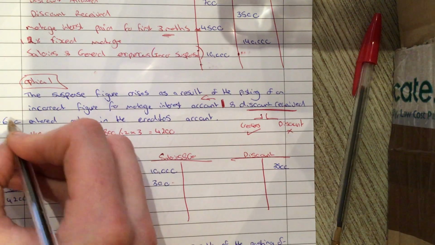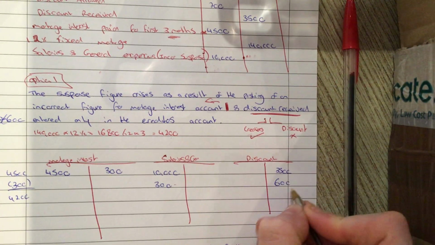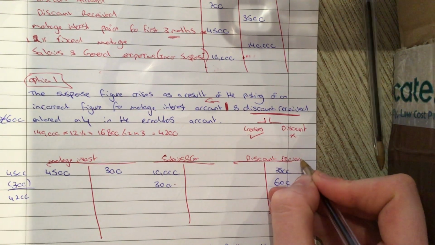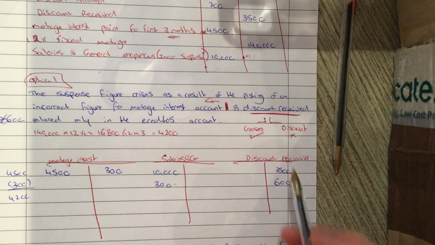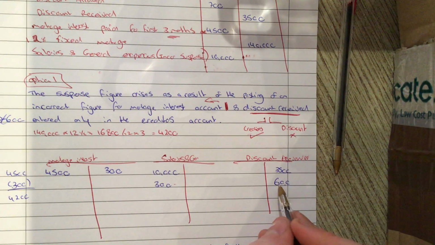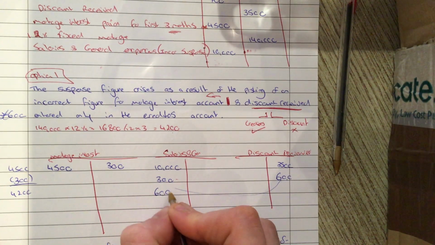I just put it in there. Didn't even put it in. Okay, so if I'm receiving a discount, it's going to increase my discount received heading. Okay. Now, double entry for this. If my entry is on the credit column here, where does it have to go? Okay, on the debit column of my salaries and general expenses, €600.